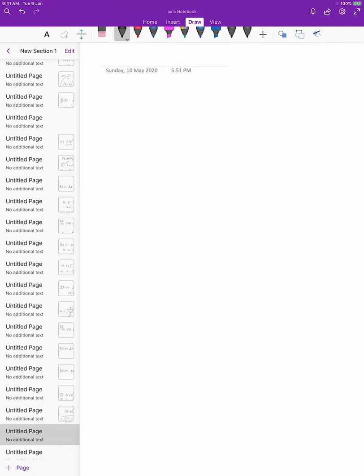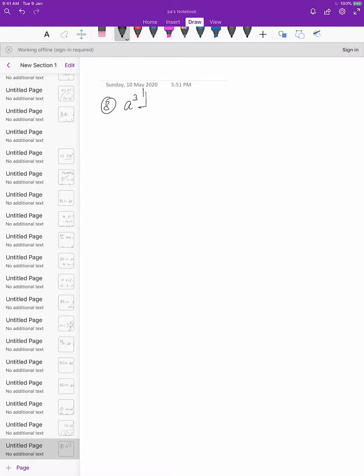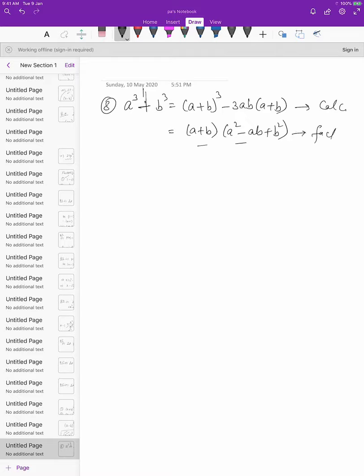So finally, now after the 7 identities, the 8th identity is of a cube plus b cube, which I can write in two different ways. One is a plus b whole cube minus 3ab into a plus b. This we use for calculation purposes, and the other one, that is a plus b into a square minus ab plus b square, we use for factorization because it is in the product form.